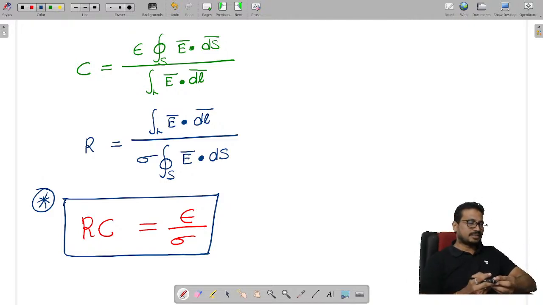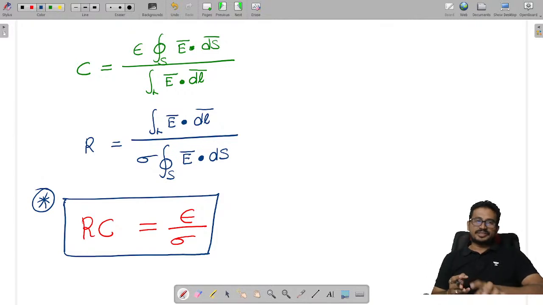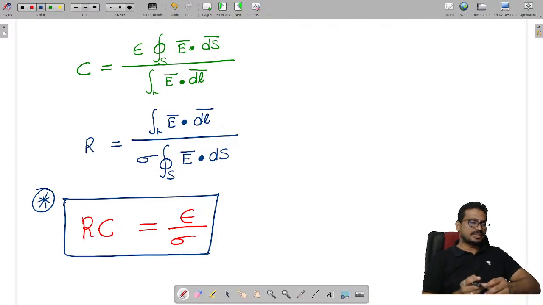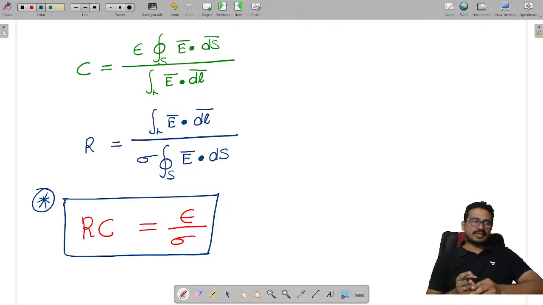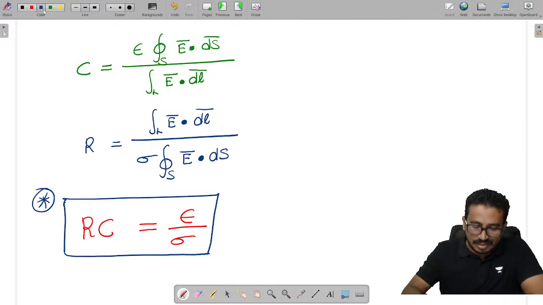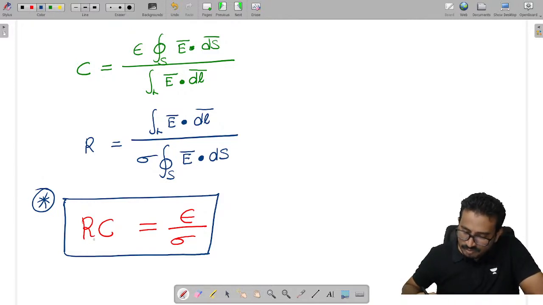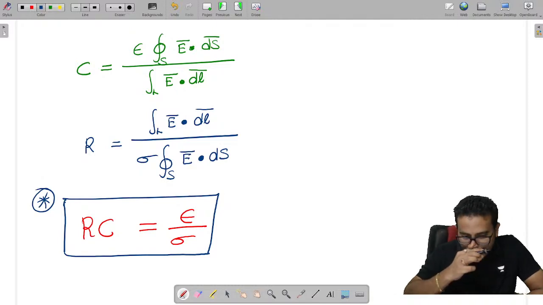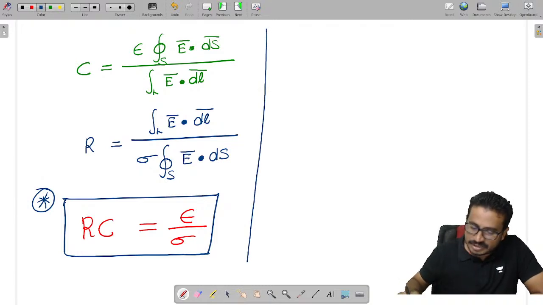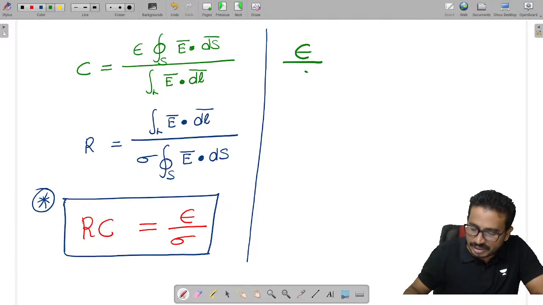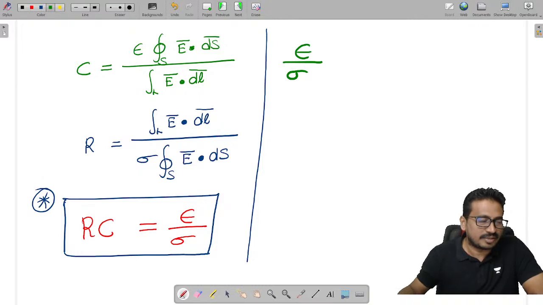That's the beauty of EMT. If we have any doubt, then the solution to all doubts will be found in EMT. If you see carefully, RC is called the time constant, remember? Here also, epsilon by sigma is similar to a time constant, but with a different name.